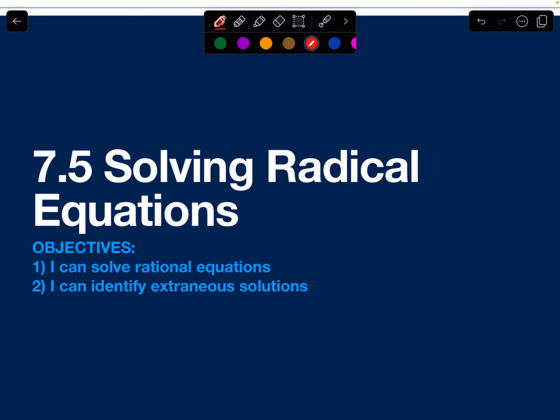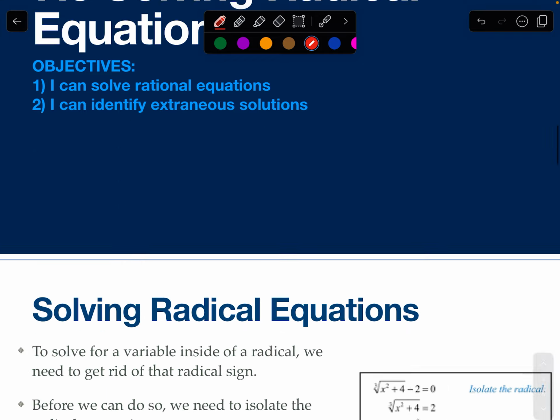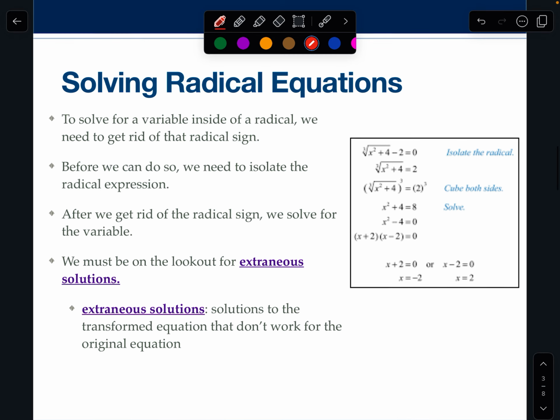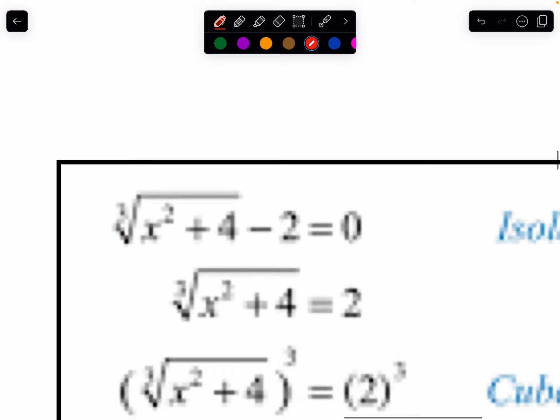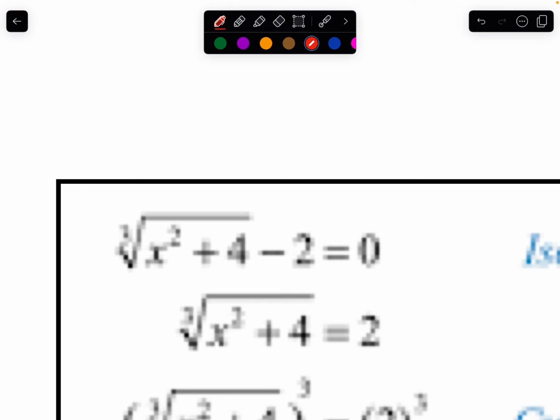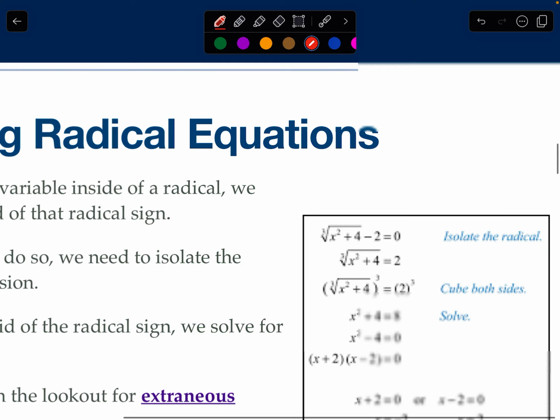We have two objectives today. We are going to solve radical equations, and we're going to practice identifying extraneous solutions. As you may have guessed, a radical equation is an equation that has a radical expression in it. The cubed root of x squared plus 4 minus 2 equals 0 is one such example. Admittedly very blurry, but that is an example of a radical equation.